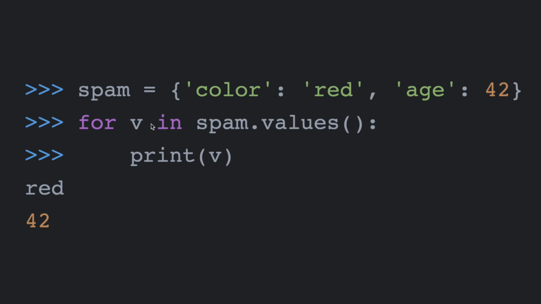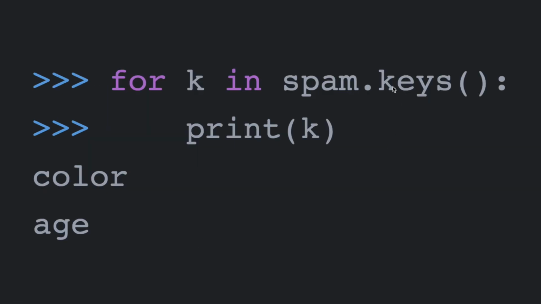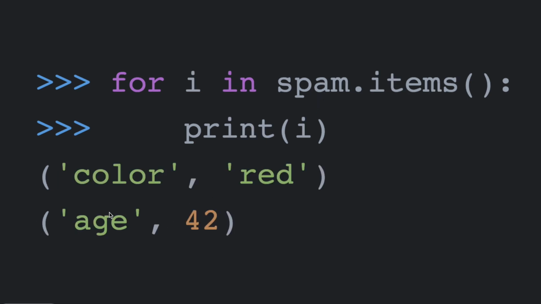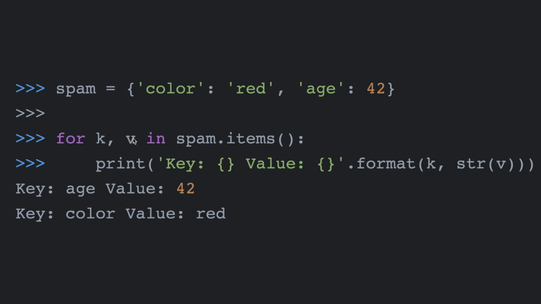So in this for loop, we're looping through all the values, and we're printing the values, red 42. You can do the same thing with the keys. So dot keys, and now we're printing the keys. And then with dot items, we can print each item in the list that has the key and the value. And here we're storing the key and the value into these variables as we iterate over the dictionary.